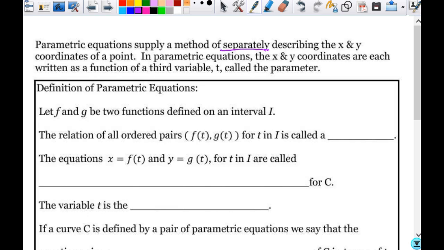All right, so the definition of parametric equations. Let f and g be two functions defined on the interval I. So we get an interval there. The relation of all ordered pairs f of t, g of t is called a curve C. We're going to get a curve out of it. So instead of having the y and the x in the same equation, we're separating them out and using t for that third variable. So the equations x equals f of t and y equals g of t for t in I, which is that interval, are called parametric equations for C.